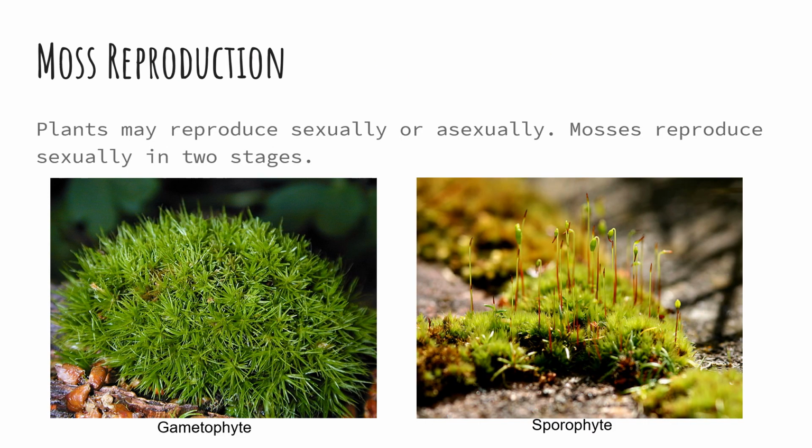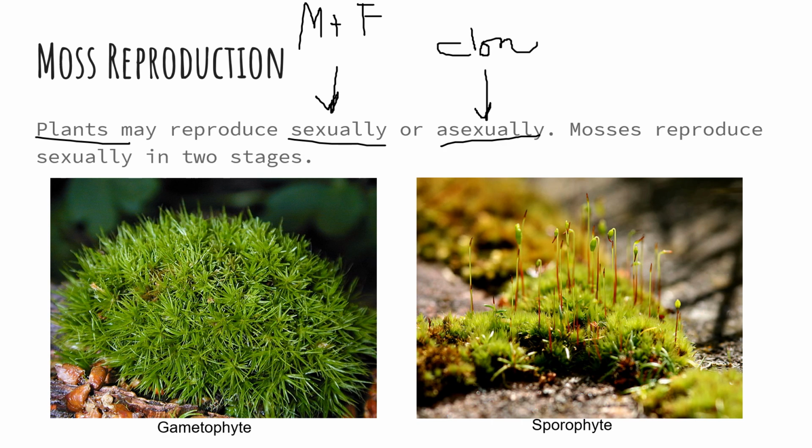All plants in general may reproduce either sexually or asexually. If they reproduce sexually, that just means there are two separate gametes that come together. It's the male plus the female. That would be sexual reproduction. If they are reproducing asexually, there are no male and female gametes. It's just that particular plant clones itself, or it copies its DNA and makes another one of itself.